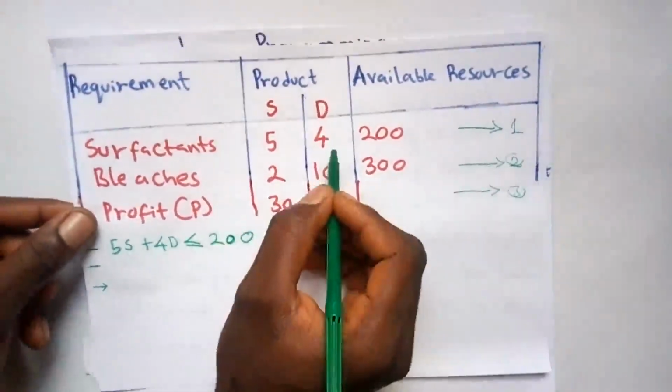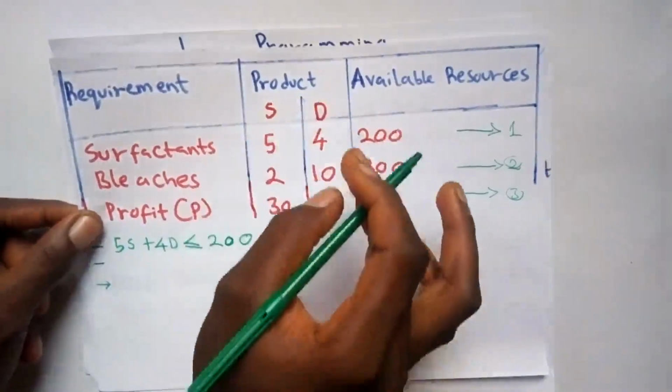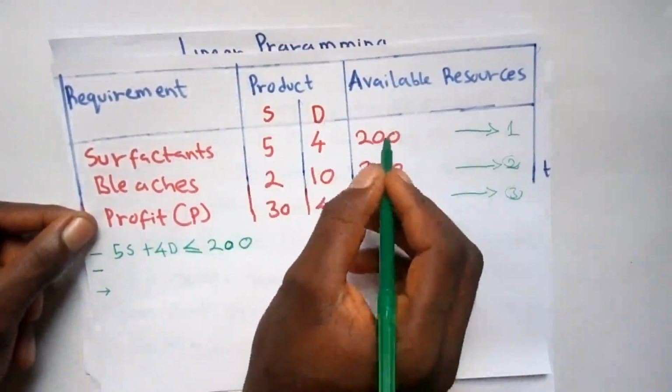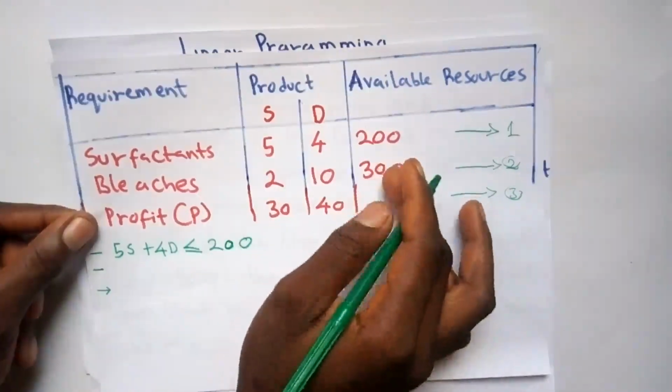So 5s plus 4d, the surfactant used in the production of soap and the surfactant used in the production of detergent for that period of 1 month, must not be more than 200 units. It will be less or equal to 200 units.